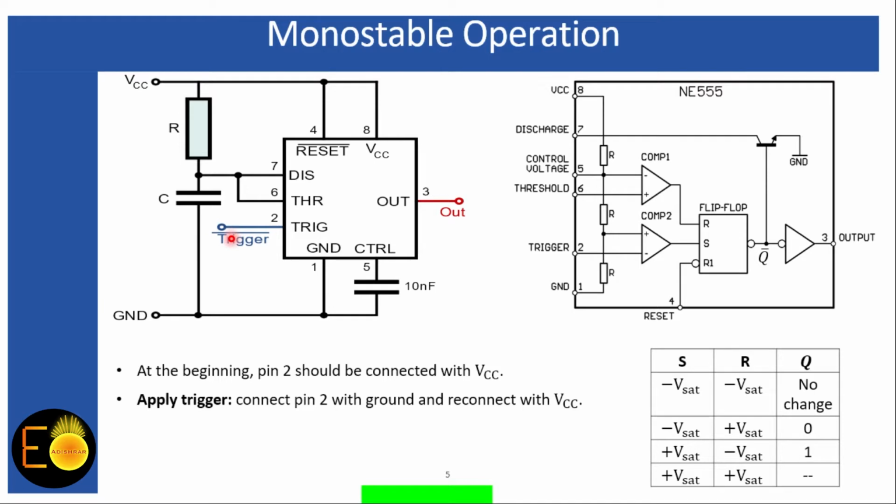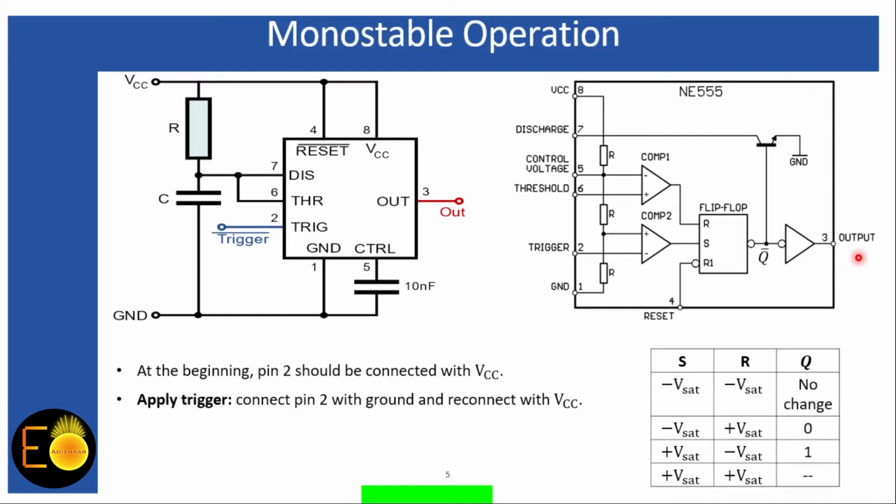Now, generally when nothing is happening, for example, as I told, you are going to design your smoke detector and within your room there is no smoke, so your device should not trigger the buzzer. So that's why the trigger must be connected with the VCC, in order to ensure that the output will be at its stable state.